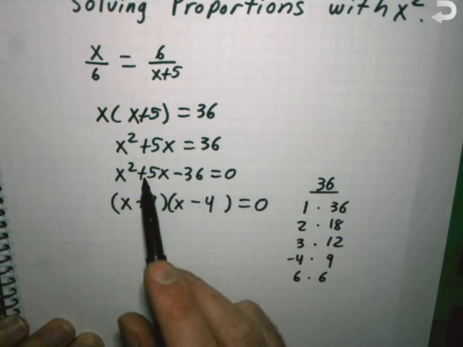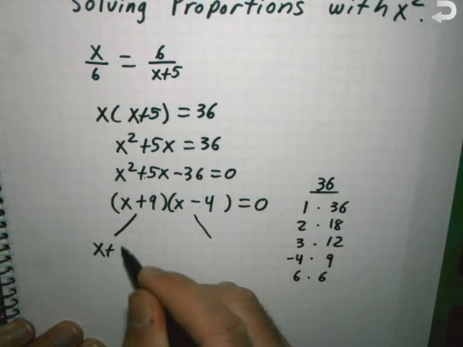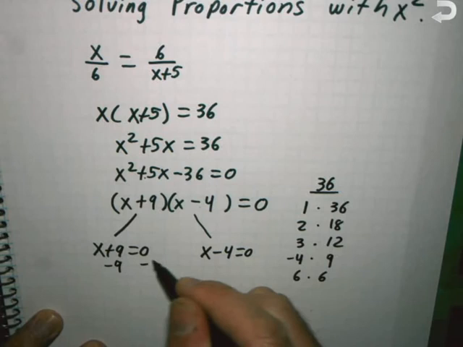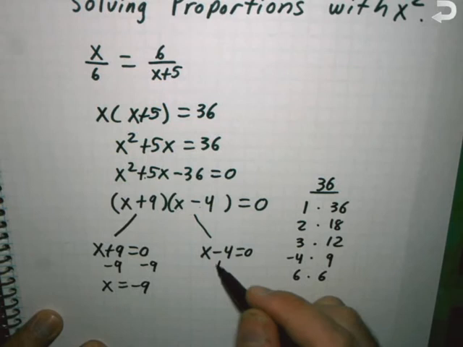Now the next step is we're going to break these apart. x plus 9 equals 0. x minus 4 equals 0. So we just solve these. And we get x equals negative 9. And we solve this, and we get x equals 4.